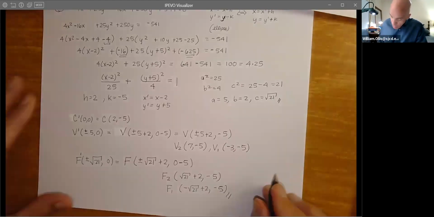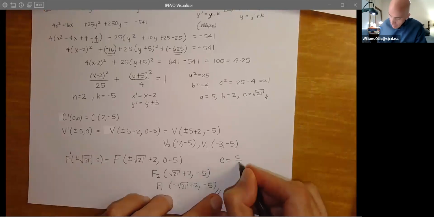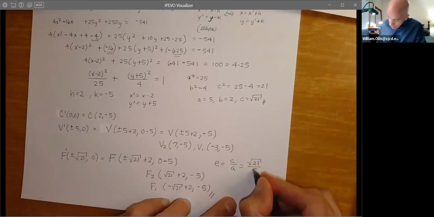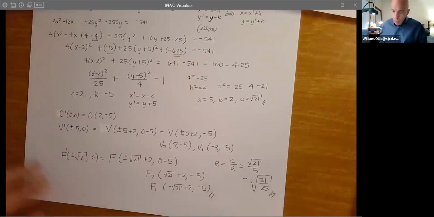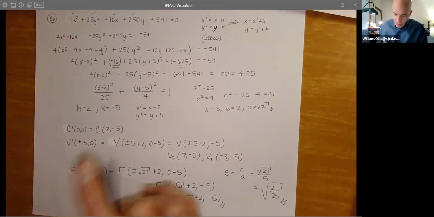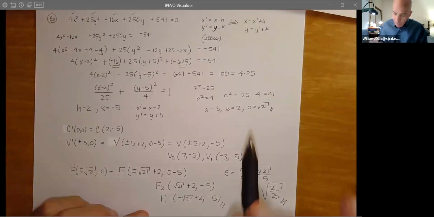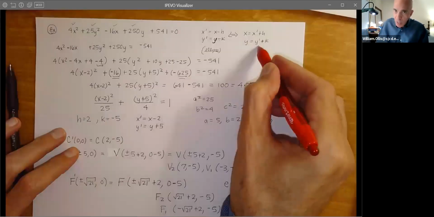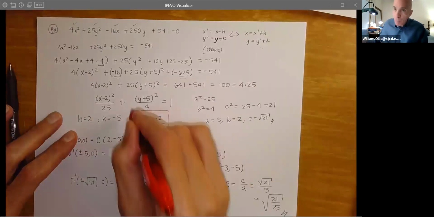Now, of course, the eccentricity, how simple, right? C over A, and that'll just be the square root of 21 over 5, which is the square root of 21 over 25. So the idea here is the translation is just a little extra busy work. And of course, like I said before, notice we don't have to use these because we don't have equations to translate. We only have to translate the actual points.